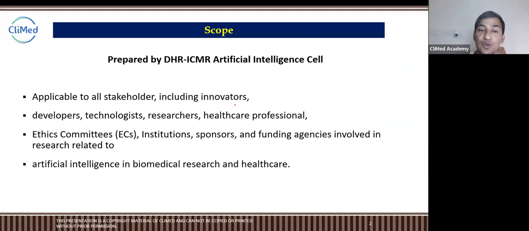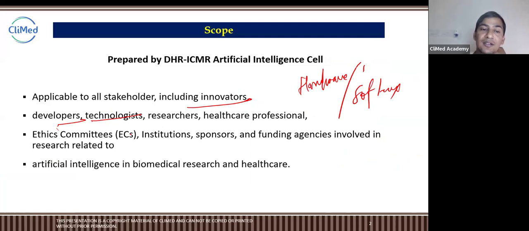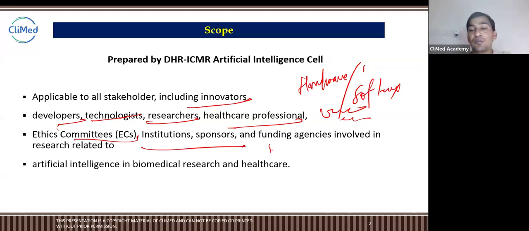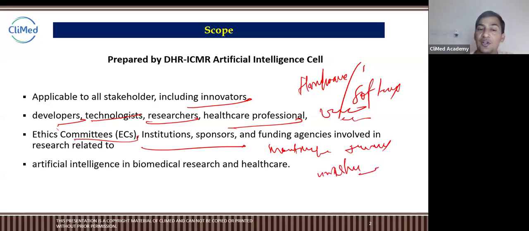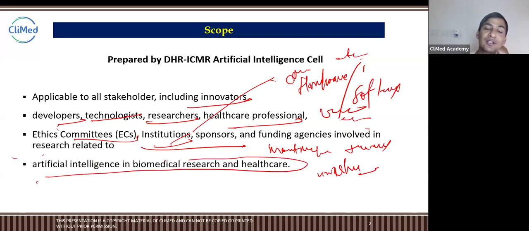And who are those stakeholders? Innovators, who could be the researchers or creators, both. Then developers and technologists who made the hardware and software. Then the researchers and health professionals who are using it. Then ethical committees who are monitoring it, to check the misuse or unethical use of AI. Then institutions where clinical trials or research using AI are going on. And then sponsors and funding agencies funding such studies in biomedical research and healthcare.